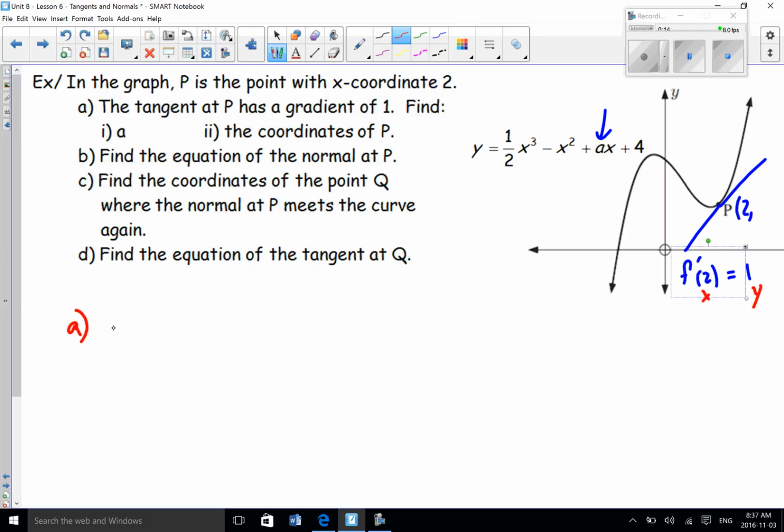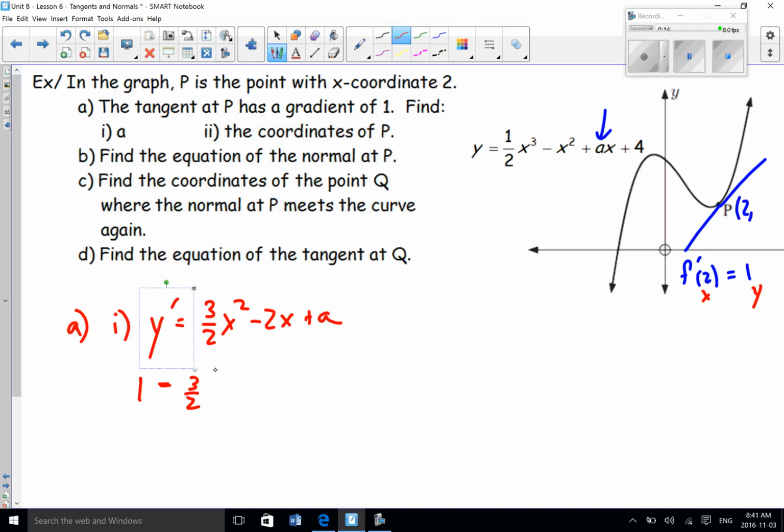Let's give it a try. So let's take our derivative. y prime equals 3 halves x squared minus 2x plus a. Now we can plug in the point that we know. We know f prime at 2 comes out to 1. So 1 going for the y prime.